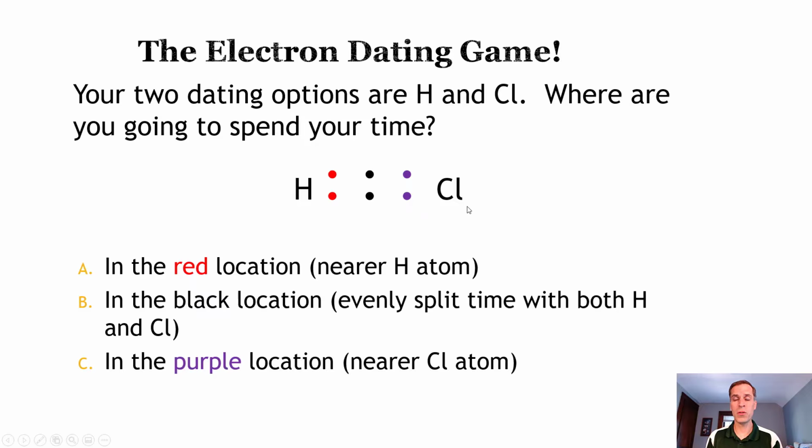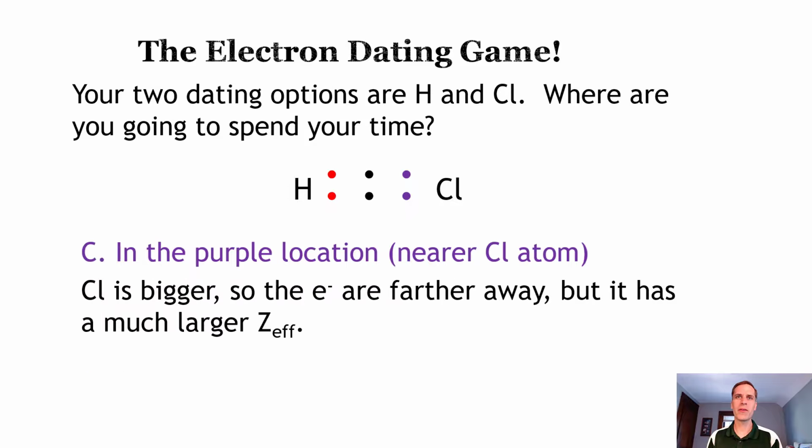However, if we're thinking about chlorine, in the case of chlorine, we have a Z effective of 7 versus a Z effective of 1 if we're talking about hydrogen. And so that Z effective might actually be much more attractive. So if you go with either of those, that seems pretty good. And the black sort of says, I think these things are going to balance out. Probably unlikely, but certainly a possibility. It turns out in this case, the purple actually ends up being the better location. Again, chlorine is bigger, so the electrons are further away, but that higher Z effective turns out to be the more important one. Now, you could imagine this being relevant for lots and lots of different kinds of atoms.